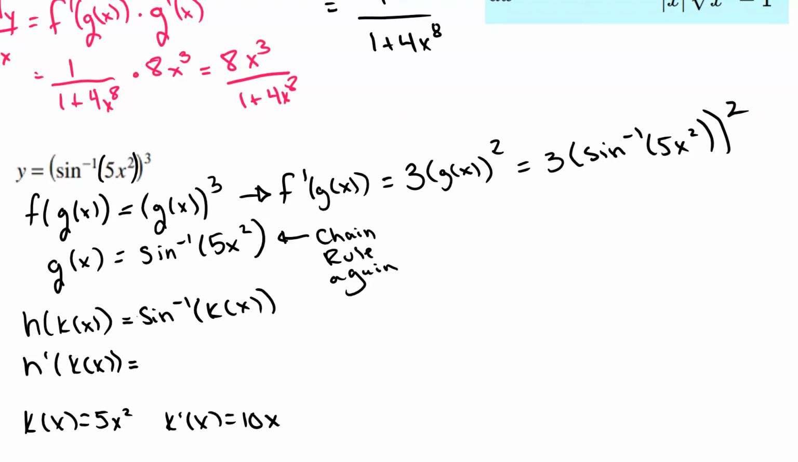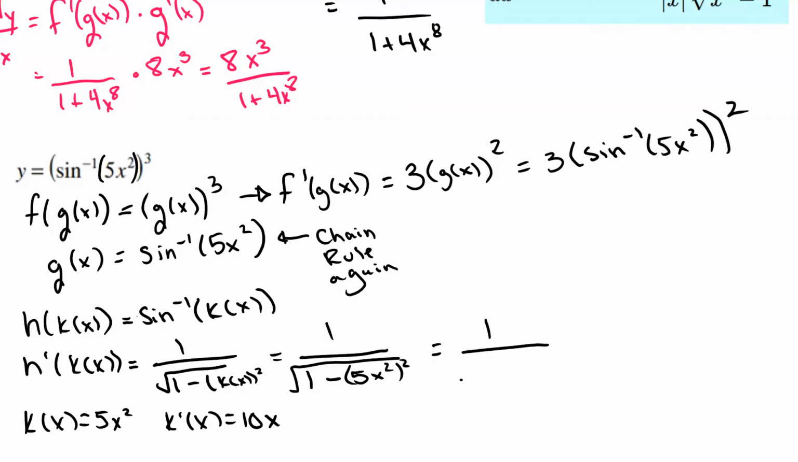Our derivative of arcsine is 1 over the square root of 1 minus the input squared, so minus k of x squared. So I've got 1 over the square root of 1 minus k of x, which is 5x squared, squared: 1 over the square root of 1 minus 25x to the 4th. All right, so we are now going to have the derivative of g.